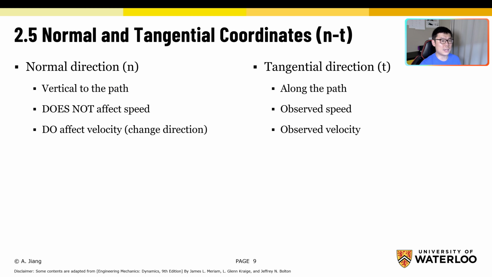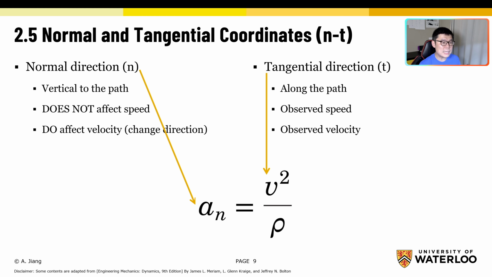Please allow me to use this slide to reinforce what I just said. In any curvilinear motion, there are two directions we need to use to describe the motion: normal direction and tangential direction. The normal direction is perpendicular to the path. It does not affect the speed, but it does affect the velocity, as it will change its moving direction. And the tangential direction is along or parallel to the path. This is the observed speed or observed velocity. Looking at the normal acceleration equation here, an equals v squared over ρ, the velocity in this equation is the tangential velocity or the observed velocity.